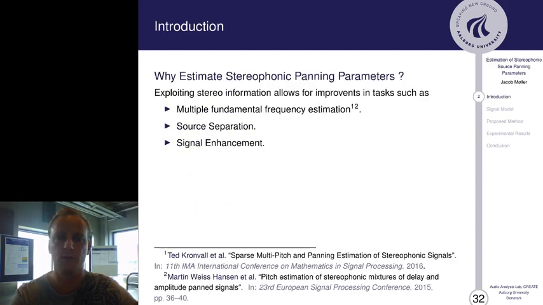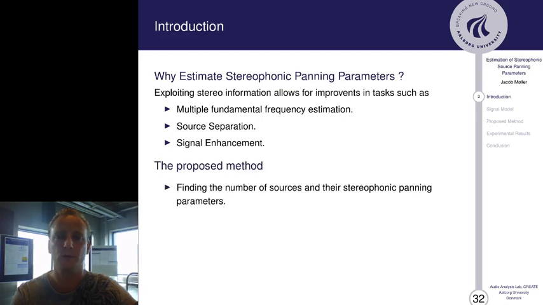So why do we estimate stereophonic panning parameters? It's because improvements have been shown in research on multiple fundamental frequency estimation, as shown in references 1 and 2 here at the bottom. Also, improvements for source separation and signal enhancement, among others, are possible. Stereophonic mixtures are something we observe, for example, in TV broadcasts, in radio broadcasts, etc. Therefore, it's a very widely used format. So we propose to find the number of sources and the stereophonic panning parameters related to the sources.